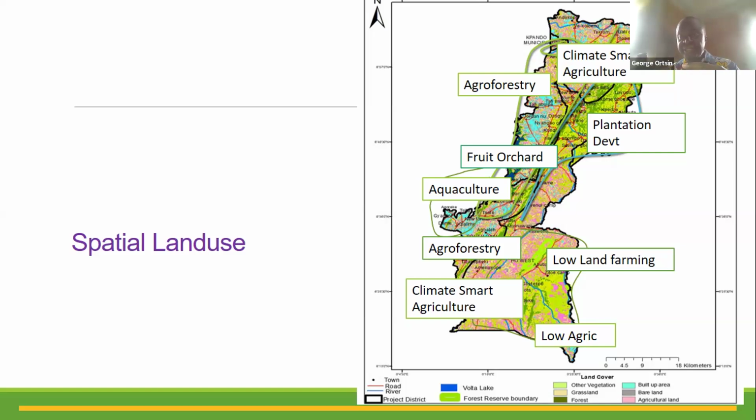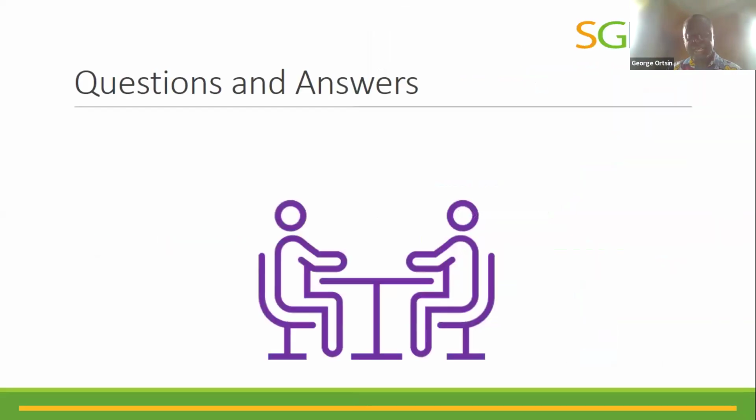So it was expected that if we introduce climate smart agriculture, it could help, because this is based on conservation practices, and you will not be exposing the soils too much. Then a lot of agroforestry activities, where they need to do plantation development, fruit orchards as some of the livelihood interventions, aquaculture on the areas where they were doing the fish farming, introduce agroforestry, introduce lowland farming, climate agriculture, and then low agriculture farming. So in a broad sense, we try to map out areas where certain activities would take place based on the outcome of the analysis.